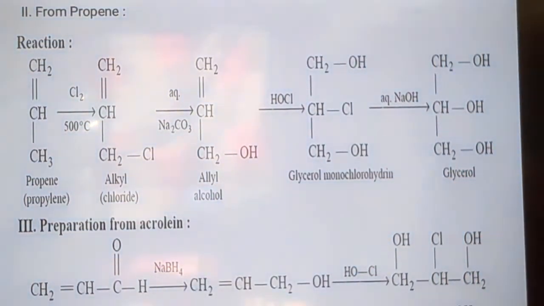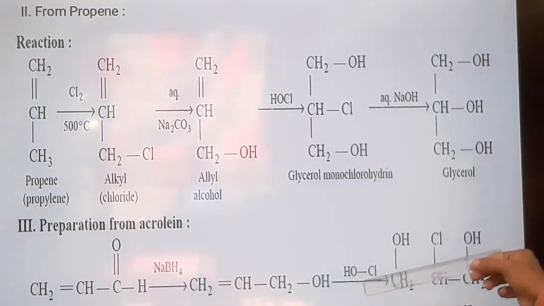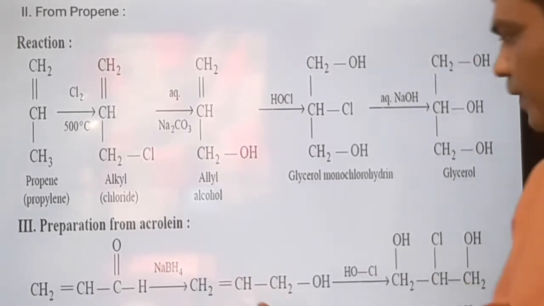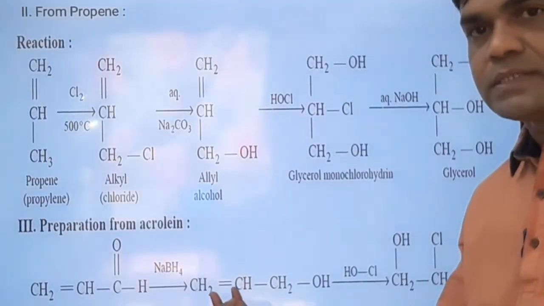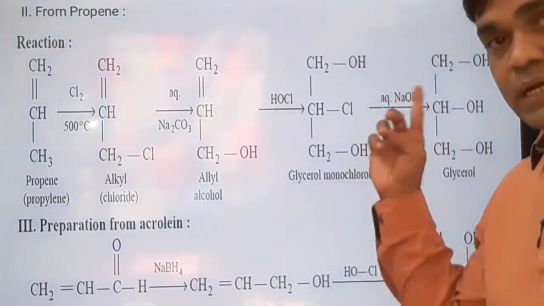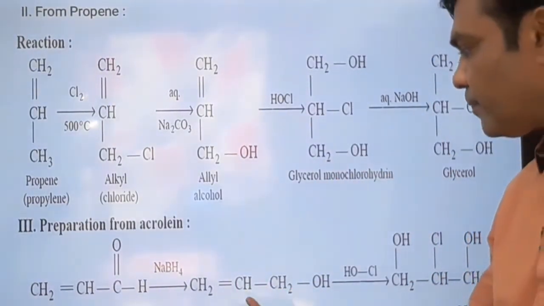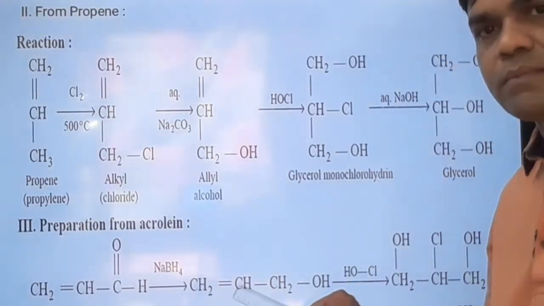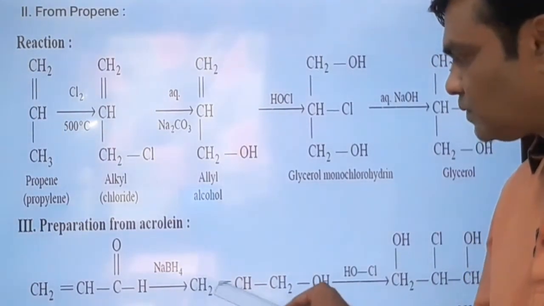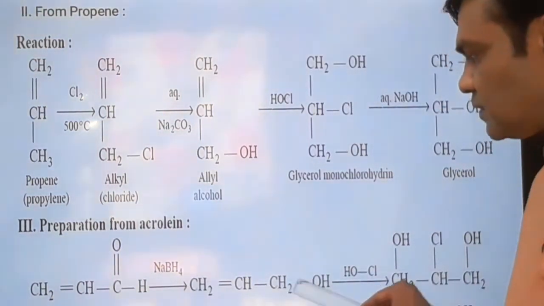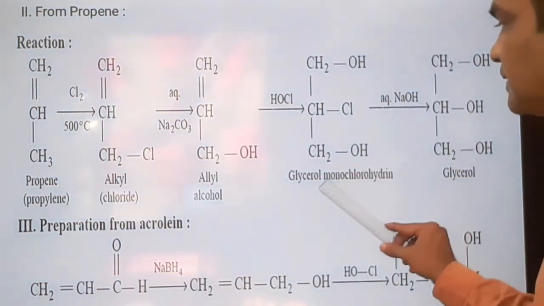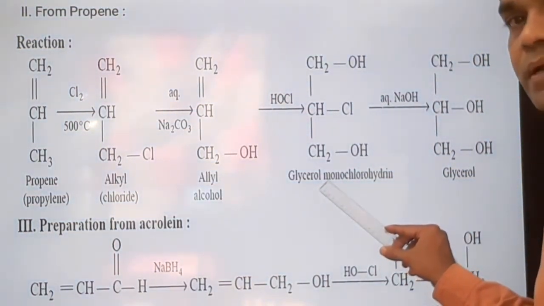What do we get? This one. Okay, then addition of chlorohydrin. So this chlorohydrin, OH and Cl. So addition across the carbon-carbon double bond takes place, same as what I had earlier told you. OH will go to this terminal carbon and Cl will go to this carbon. So OH, CH2, single bond, CHCl, single bond, CH2OH. What is the name? Glycerol monochlorohydrin, the same compound will be obtained.